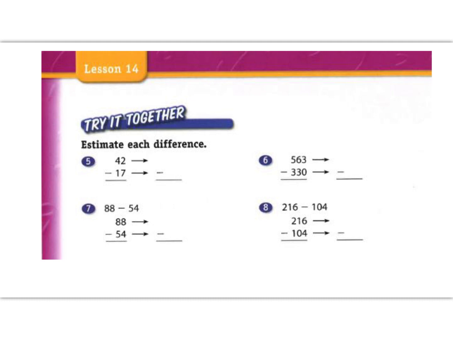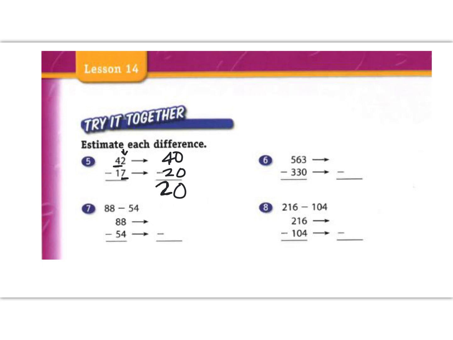So again, we're going to estimate each difference. So we're just going to go straight to it, and we're going to say 42. We're going to round to the nearest 10. The 2 would round it down, so it's going to go down to 40, not up to 50. And then 17, the 7 will make it round up to the nearest 10, which is 20. So 40 minus 20 is 20, so that is our estimate.